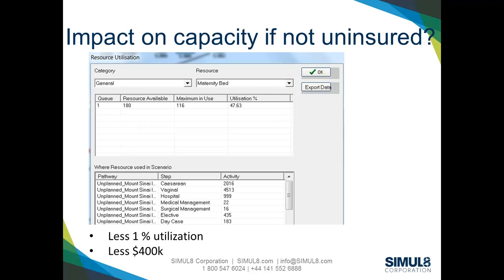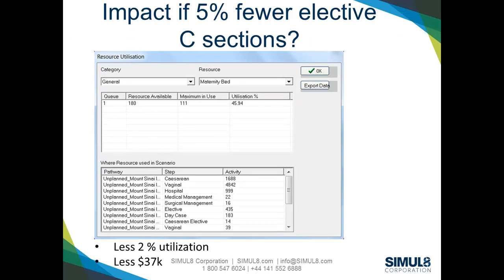And we ran a number of scenarios to show the difference if you're uninsured versus if you're insured, on your utilization and how much that would cost. So we ran a range of scenarios around that, and also had a look at what would happen if there were 5% fewer elective C-sections. I think that was one of the things you were hoping to reduce, your numbers of elective C-sections, and wanted to understand the impact of that.